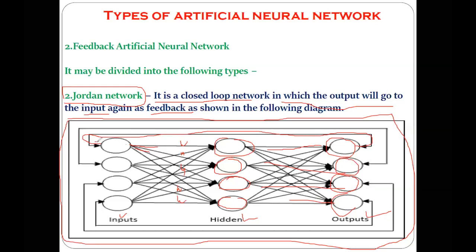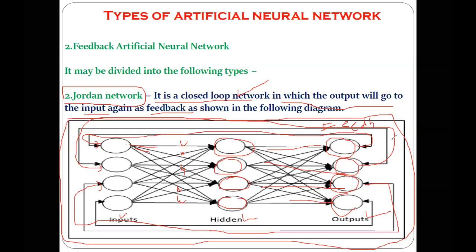Here you can see output from each particular node of the output layer is being sent back to the input layer again. That is the reason it is being referred to as a closed loop network. So this output which is being sent from the output layer back to the input layer, we are referring to it as feedback. Correct or not?